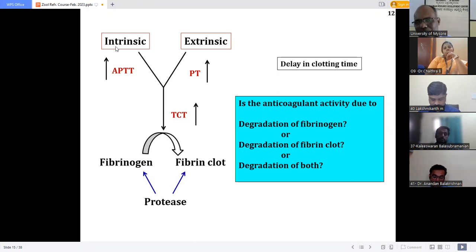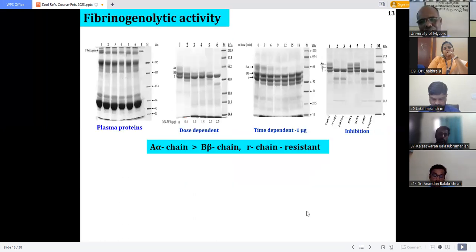Since our protease is not working through the intrinsic, extrinsic, or common pathway, only these two remain. Our protease might be degrading fibrinogen, eliminating the clottable fibrinogen, or it might degrade the formed clot. As a result, we observe the anticoagulant activity. So we wanted to test that. In that, we targeted fibrinogen degradation.